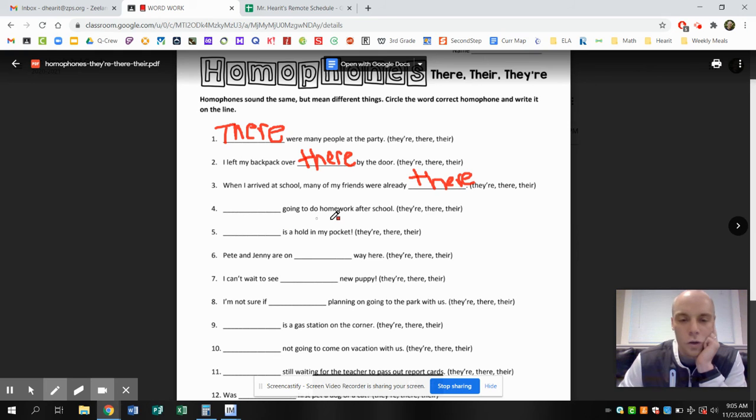Number 4, going to do homework after school. They are going to do homework. They are going to do homework after school. That makes the most sense. They, T-H-E-Y, and then apostrophe R-E. This is really hard to write on here, but it's okay, I'm just trying to make it look nice and neat with the contraction. They are going to do work after school. They're going to do work after school. So do that one.